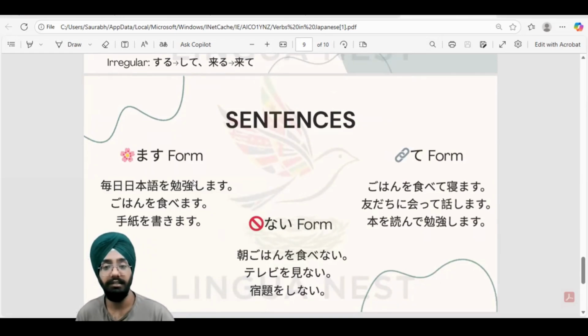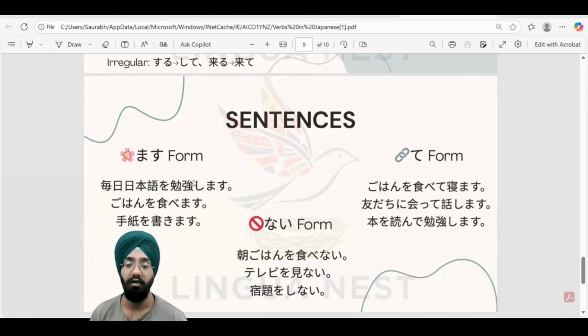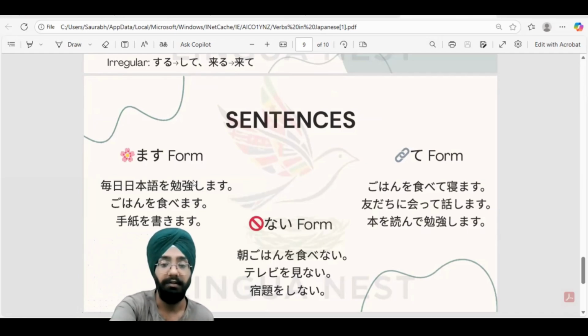Now the te form sentences. Gohan o tabete nemasu. I eat food and sleep. Tomodachi ni atte hanashimasu. I meet my friend and talk. When I meet my friend, I'll talk. Hon o yonde benkyou shimasu. While reading the book, I study, or I study by reading a book.